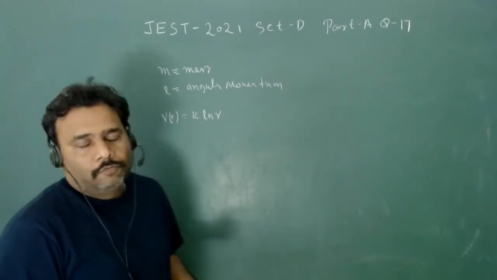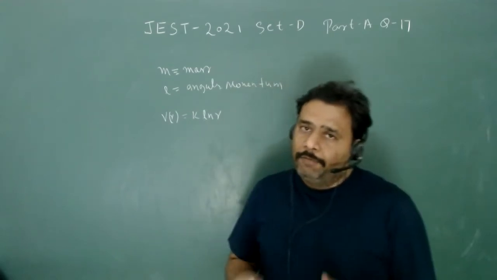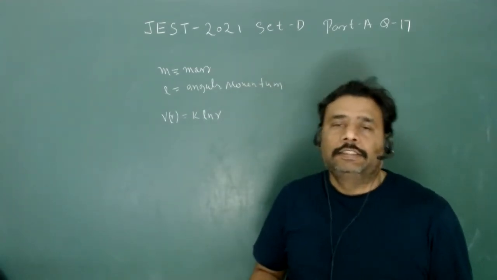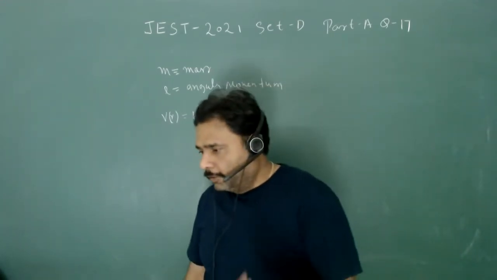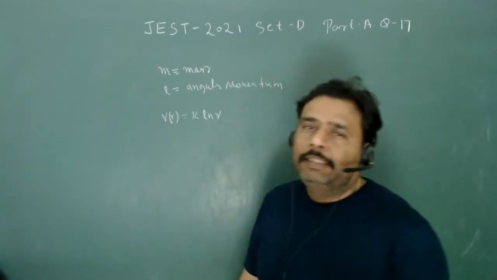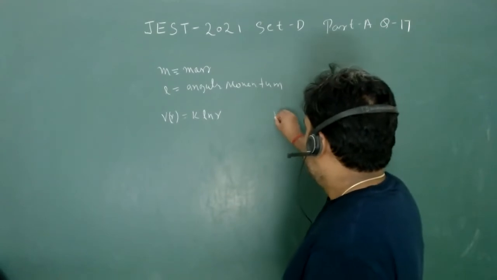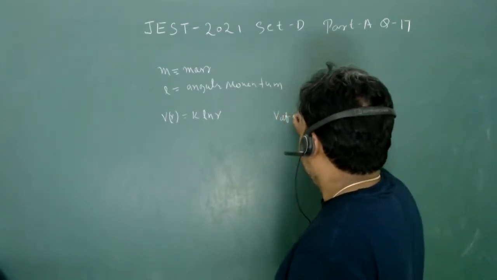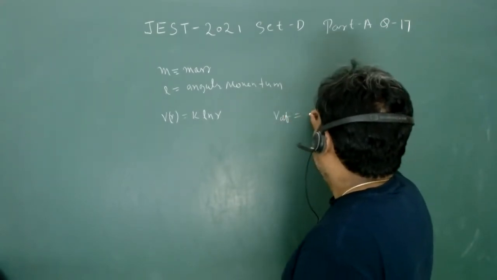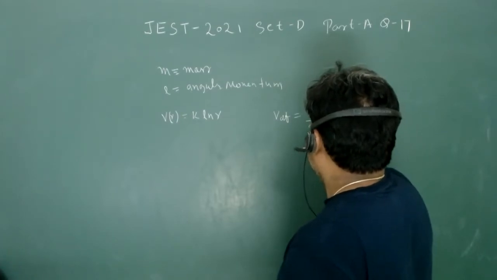What we have to do is calculate the radius of a circular orbit and check whether this radius is stable or unstable. So let's go for this particular concept. We can easily use the concept of V effective. So what is V effective? V effective is basically L square upon 2mr square, where L is the angular momentum.